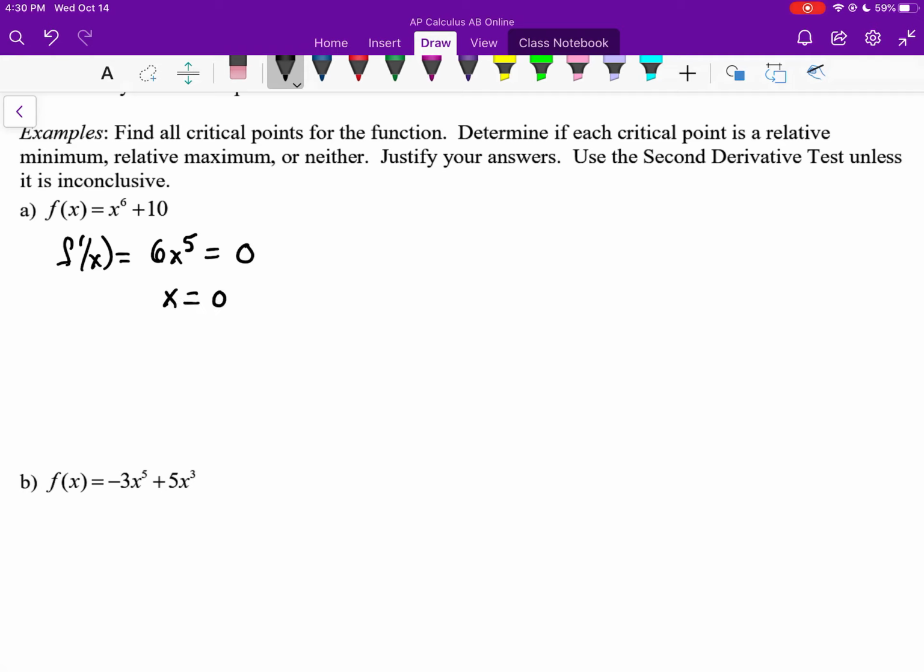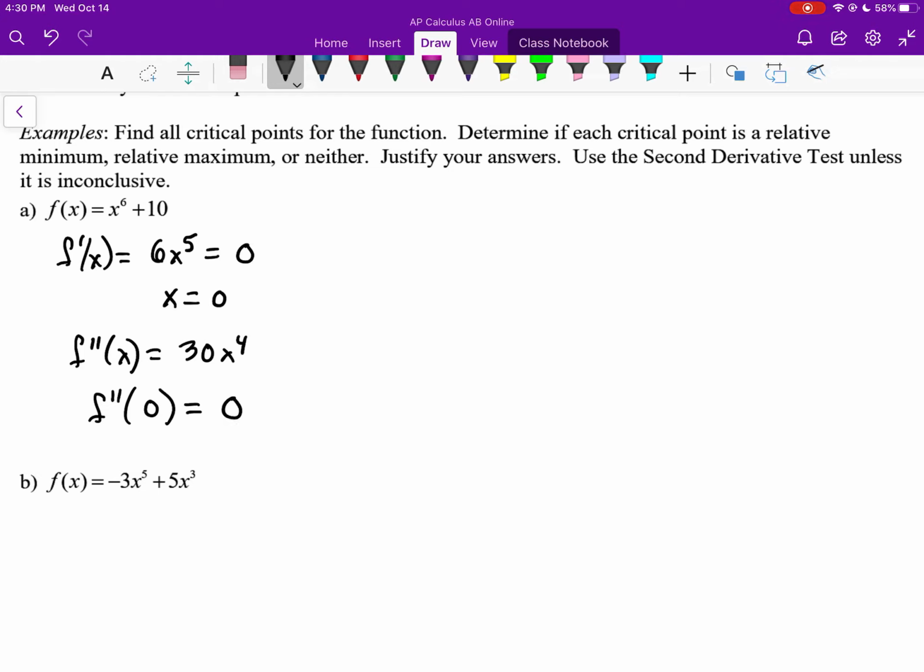Now I need to find the value of the second derivative at this particular point. So I'm going to go and find my second derivative for the function. This is 30x to the 4th power. And then I've got to find the value of the second derivative at the point that I have the horizontal tangent at. If I plug 0 into my second derivative, I get 0.